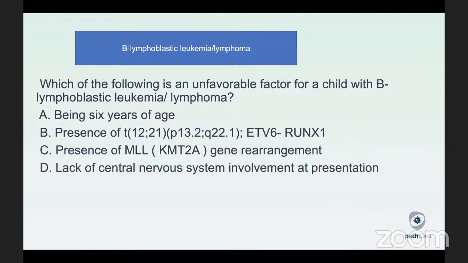B-lymphoblastic leukemia or lymphoma. One of the questions they might ask you about the favorable or unfavorable prognostic features. So what is an unfavorable prognostic feature in a child with B-lymphoblastic leukemia or lymphoma? Age of 6 years, translocation 12;21, KMT2A (MLL) gene rearrangement, or lack of CNS involvement at time of presentation. So the one that does have an unfavorable prognostic factor is the presence of MLL.